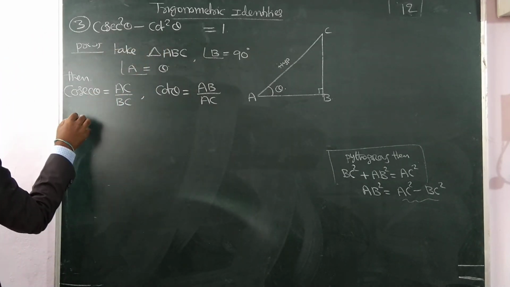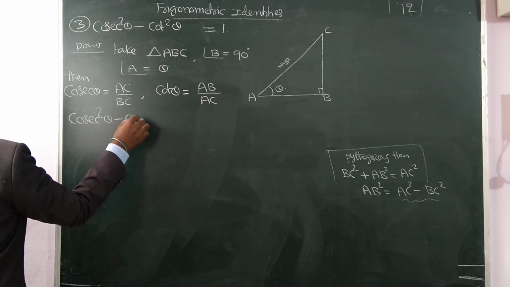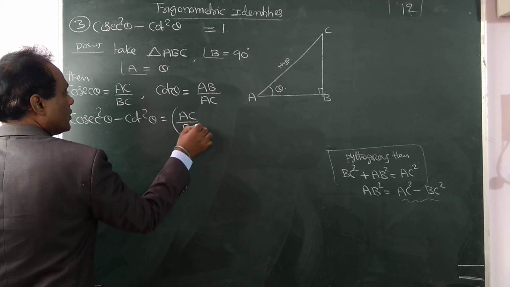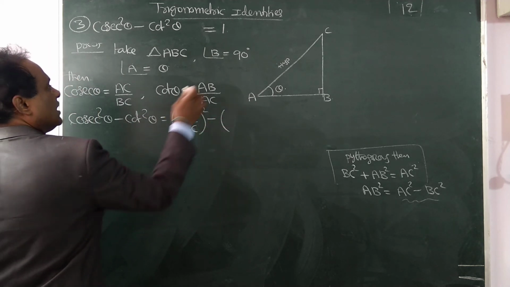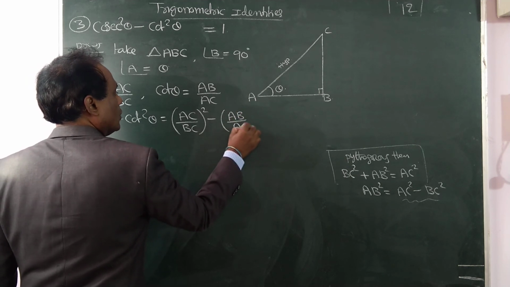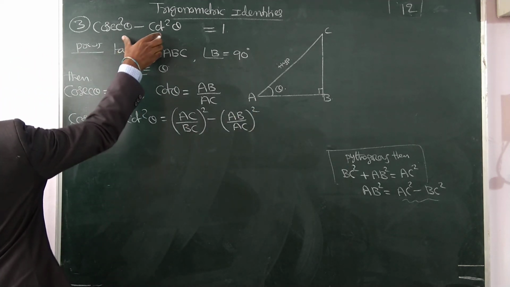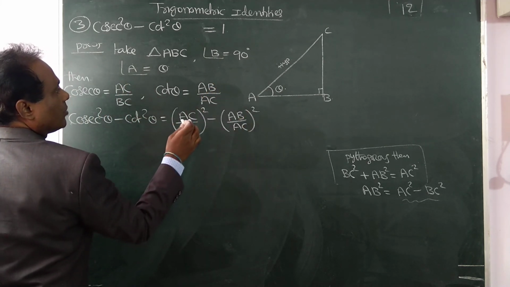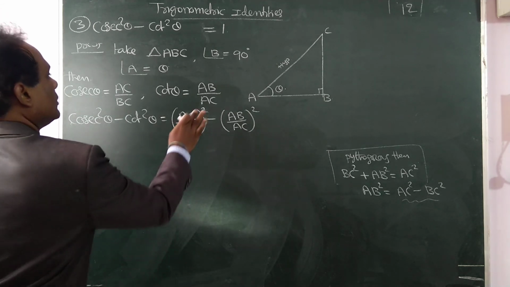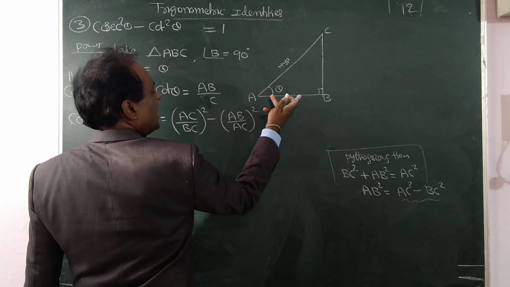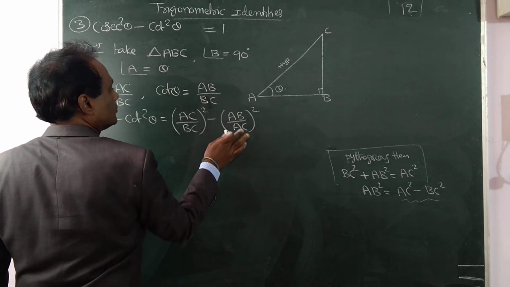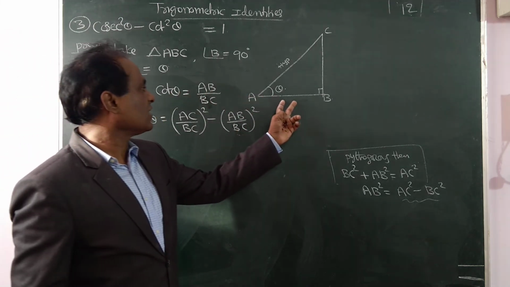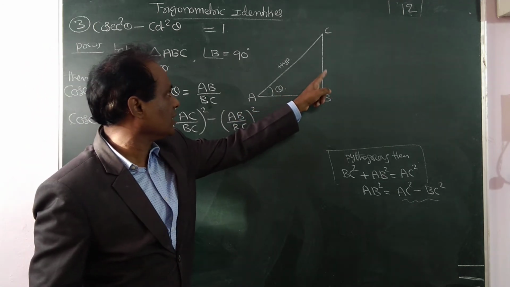Now what do we require? We require the value of cosecant square theta minus cot square theta. Cosecant theta is AC by BC whole square minus cot theta, AB by BC whole square. Cot theta is adjacent by opposite, and the opposite is BC, not AC, BC.